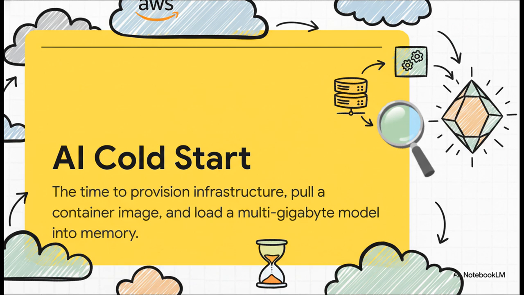First, the platform has to go find and provision the infrastructure. Then it has to pull down your entire container image. And then it has to begin the painfully slow process of loading a massive multi-gigabyte model into memory. All of that has to happen before your first line of code can even think about running.